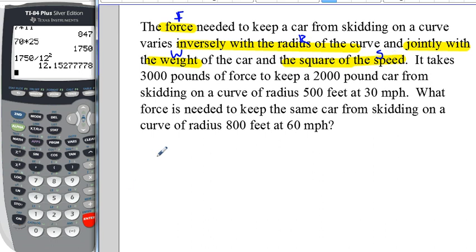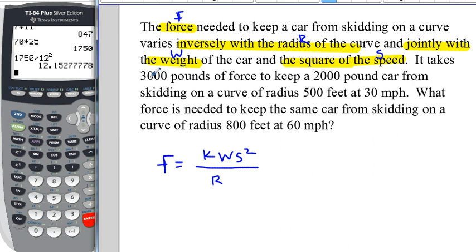Let's write our formula. F equals, I've got a K. It was inversely with the radius. That means the radius goes on the bottom. Then jointly with the weight, that means that goes on top, and the square of the speed, S squared. All right, we've got our formula. Now we're ready for the next sentence.